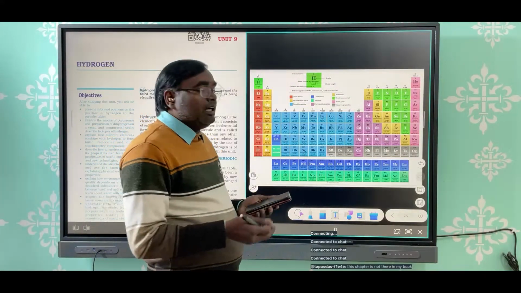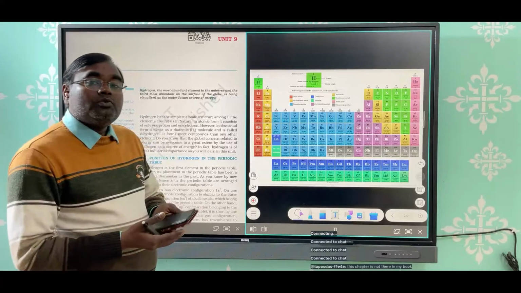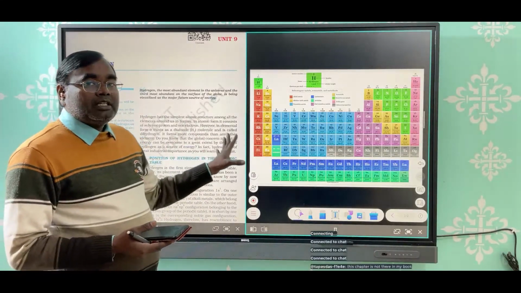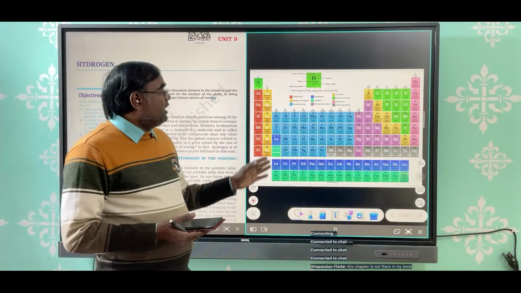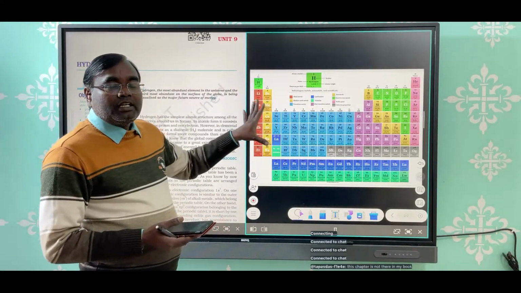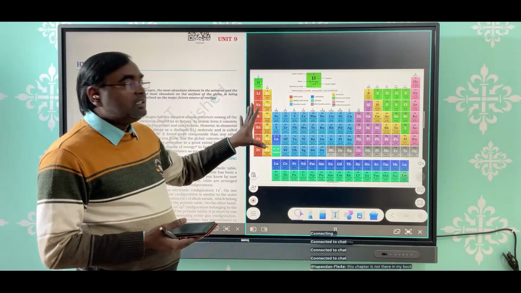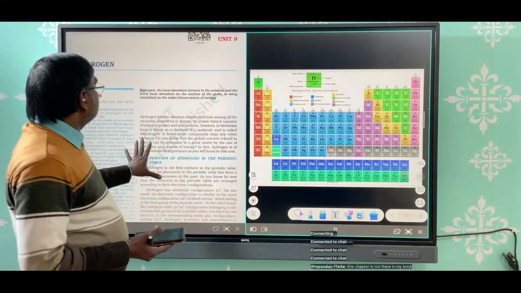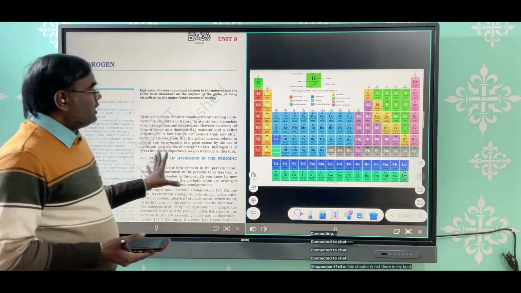So that's why I thought to cover the second part of chemistry, class 11, the second unit, unit 9. So this is hydrogen.